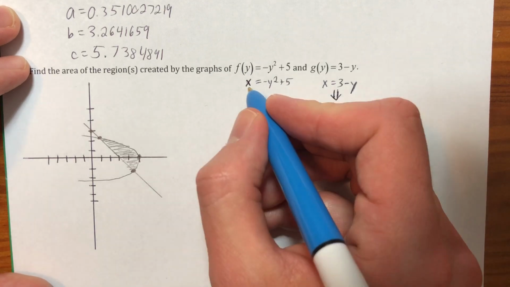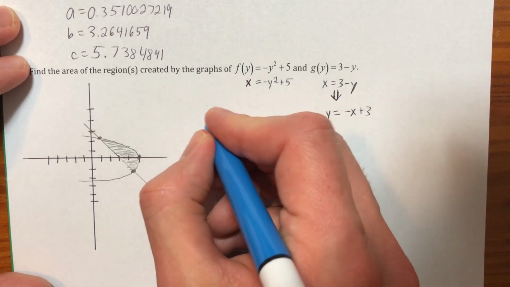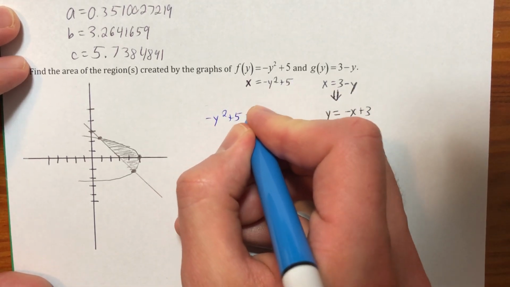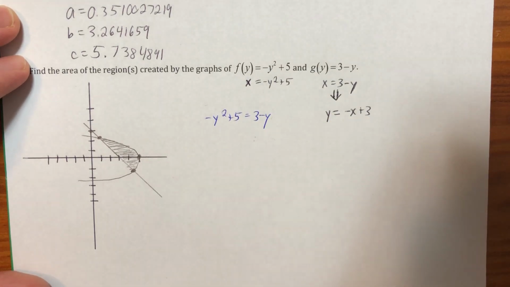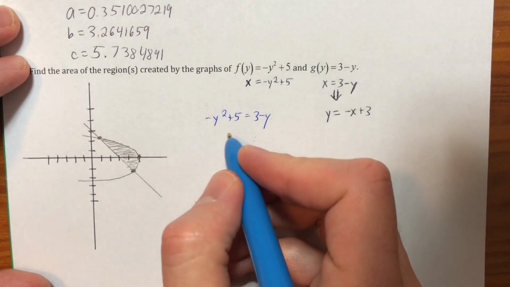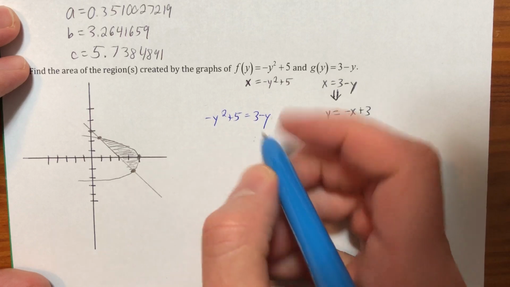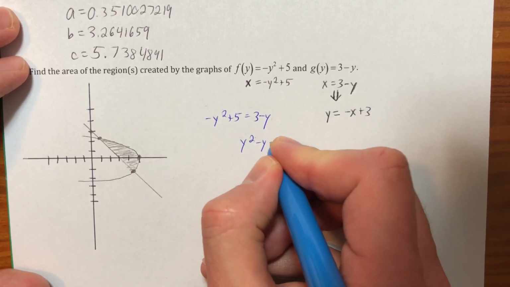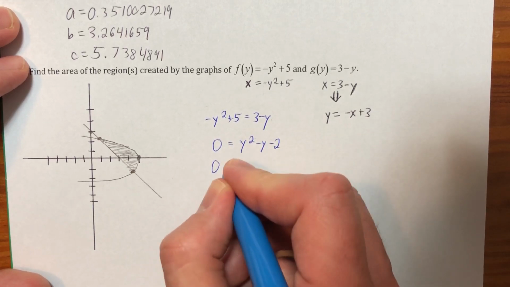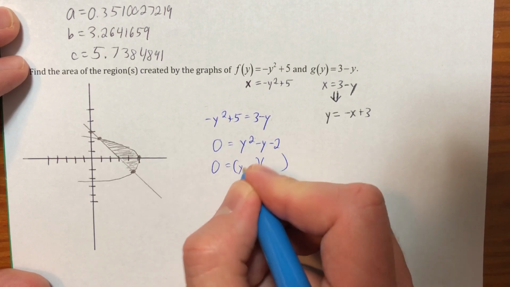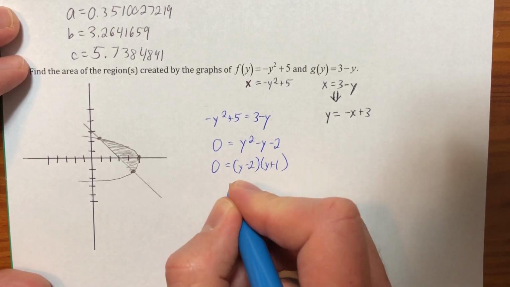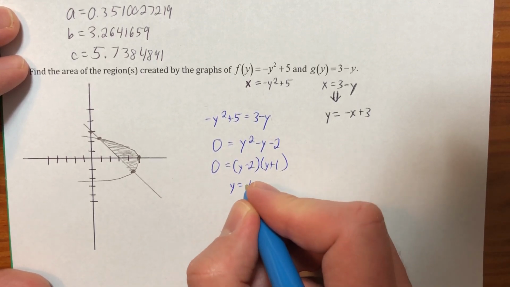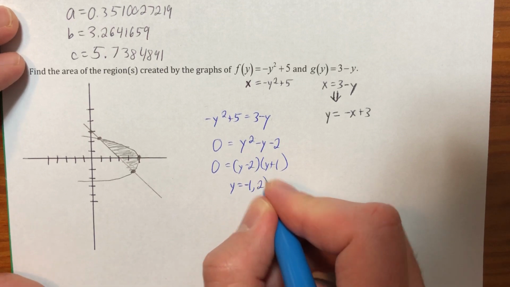Not anymore. So if x equals this and x equals that, then this equals that, and we'll solve it. And it's quadratic, and you've been doing this forever. So let's move everything to one side. So y squared minus y minus 2 equals 0. Factor: 0 equals y minus 2 times y plus 1. So y equals negative 1, and y equals positive 2.